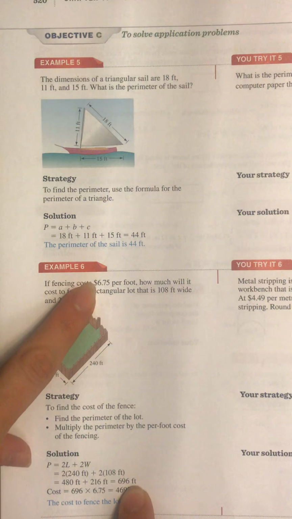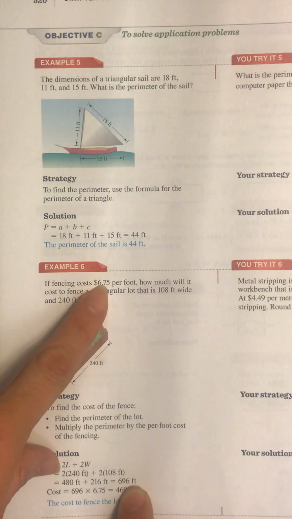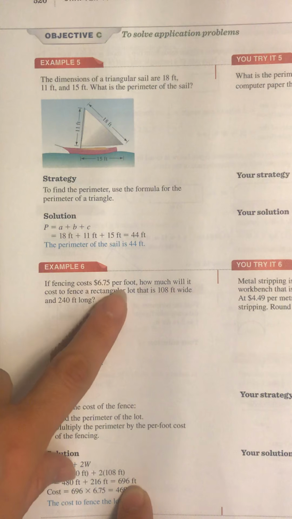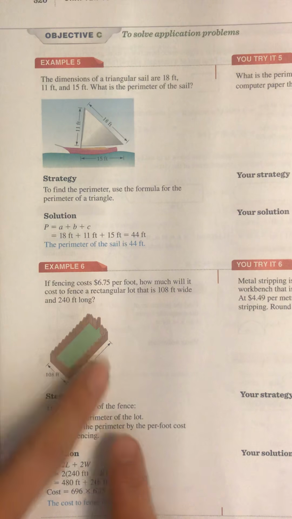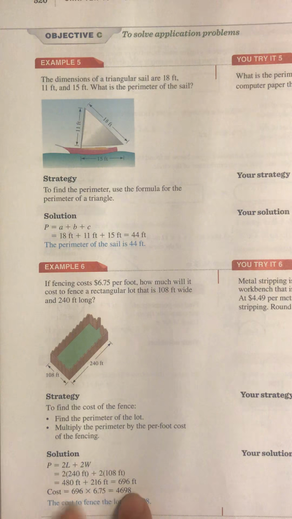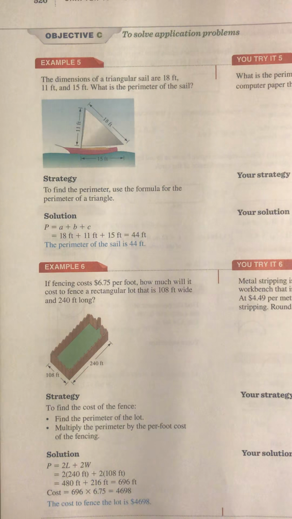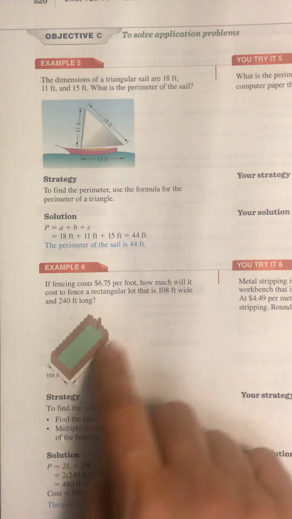Since the price is $6.75 per foot, we multiply these two numbers together, and the answer is going to be $4,698. $4,698 is going to be the cost for fencing all around this lot.